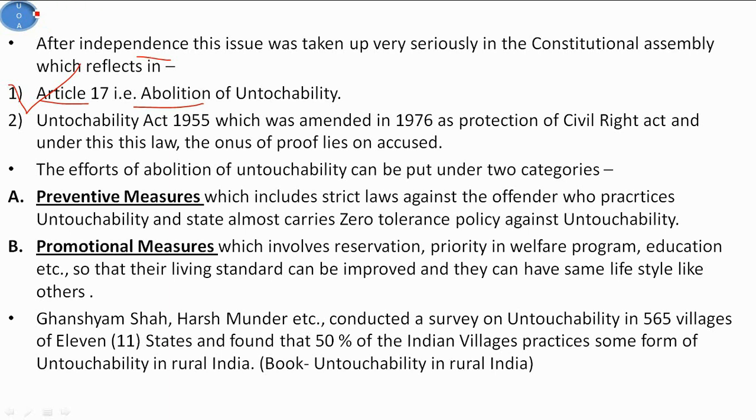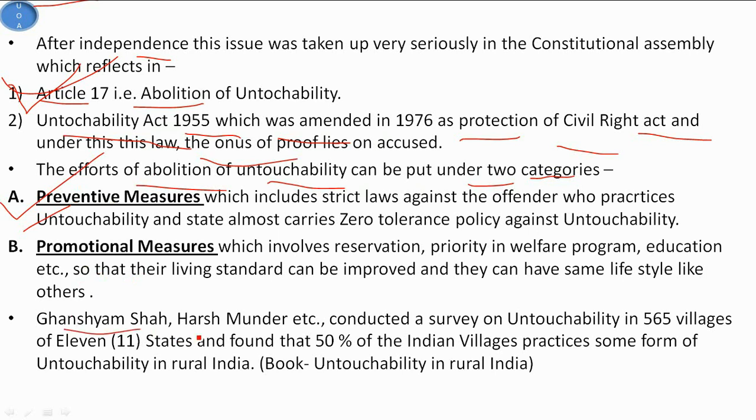There is also an act called the Untouchability Act of 1955, which was amended in 1976 as the Protection of Civil Rights Act, and under this law the onus of proof lies on the accused. So basically the efforts toward abolition of untouchability can be put under two categories. The first is preventive measures, and the second is promotional measures. In preventive measures there are strict laws. Promotional measures involve reservation, priority in welfare programs, and education.